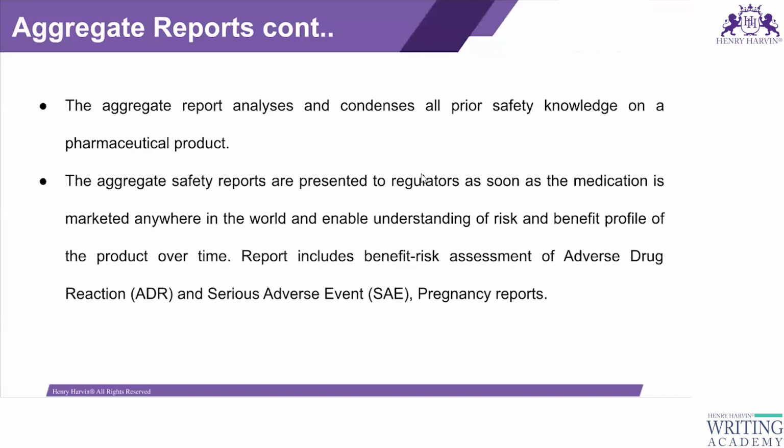The aggregate report analyzes and condenses all prior safety knowledge on the pharmaceutical product. So all the information which is available related to the safety and efficacy of the drug is reported in these aggregate reports. The aggregate safety reports are presented to regulators as soon as the medication is marketed anywhere in the world, and enable understanding of the risk and benefit profile of the product over time. Okay, then the report includes risk benefit assessment of adverse drug reactions and serious adverse events, and pregnancy reports.